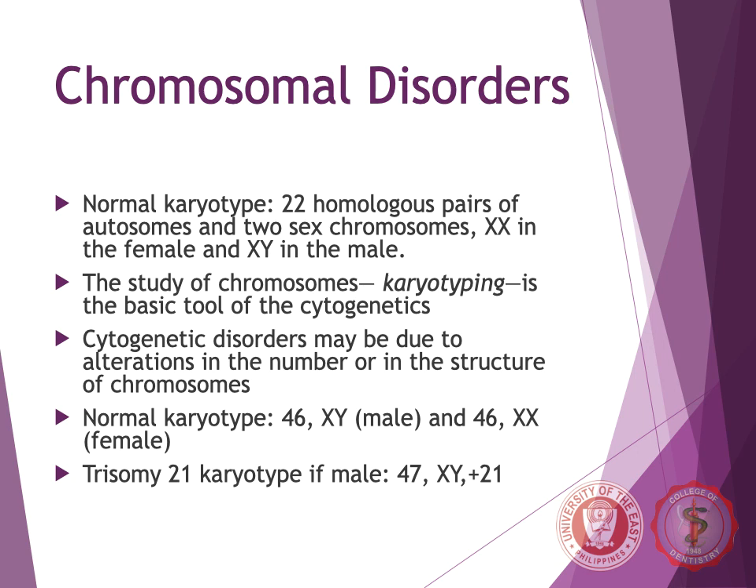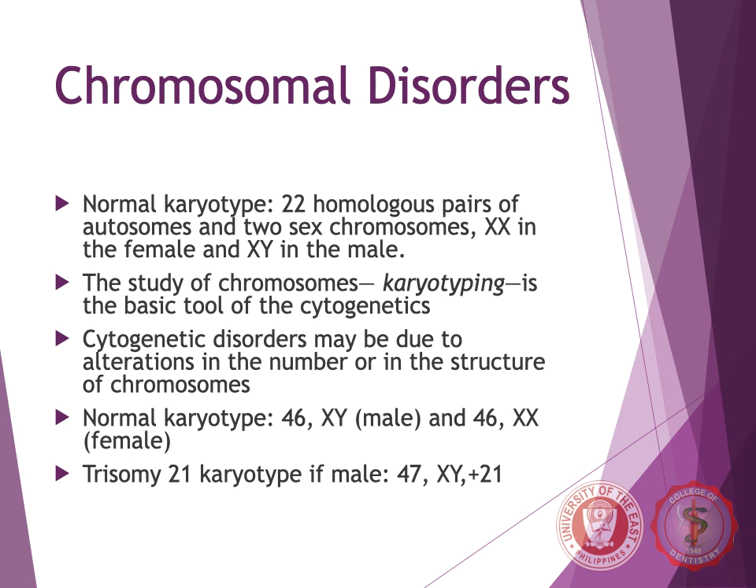Let's now briefly discuss chromosomal disorders. Karyotyping is the study of chromosomes. The chromosomes are counted in total, then followed by the sex of the individual. If there is an extra chromosome, as in trisomies, it will be written as shown in this slide.